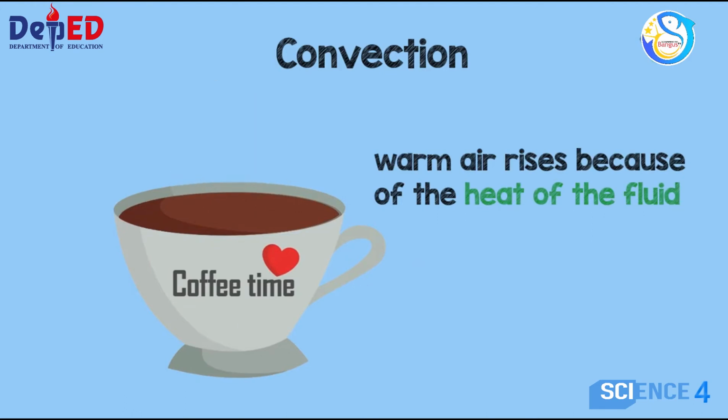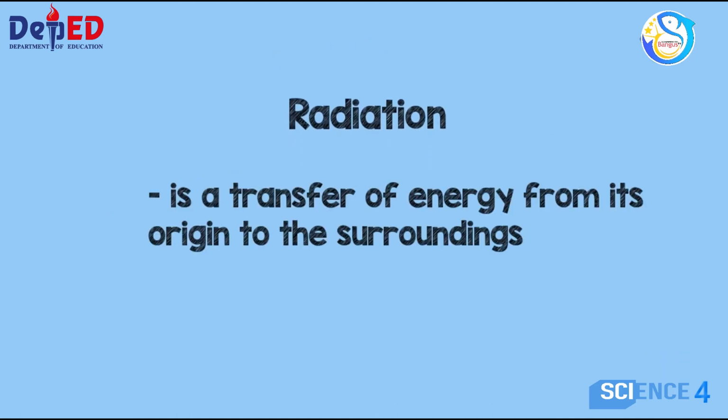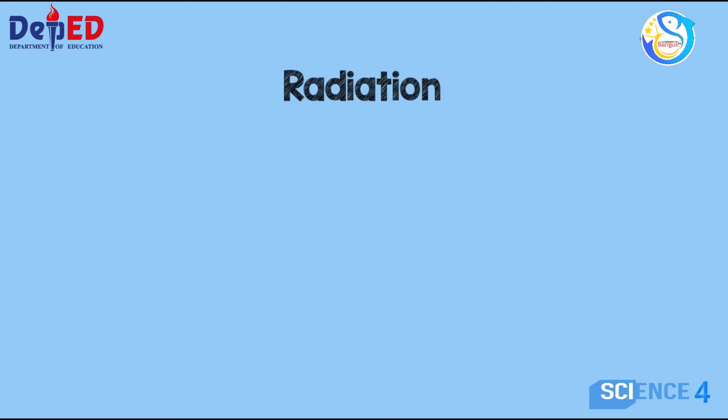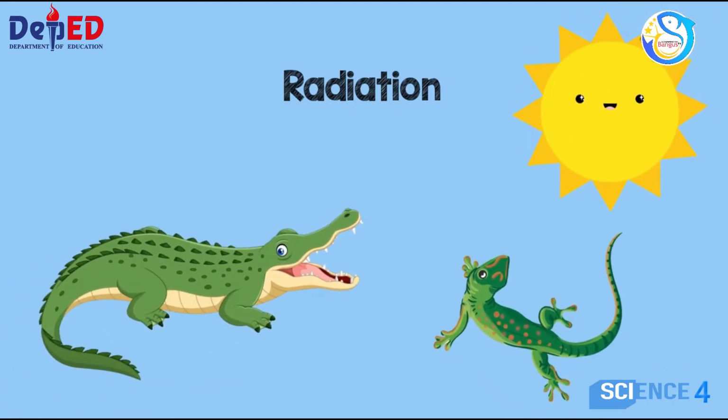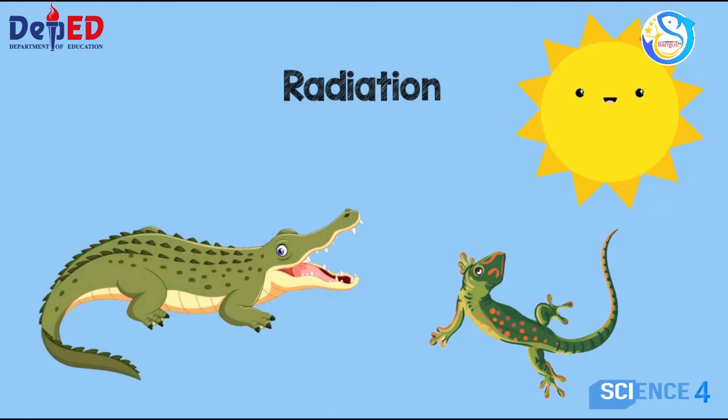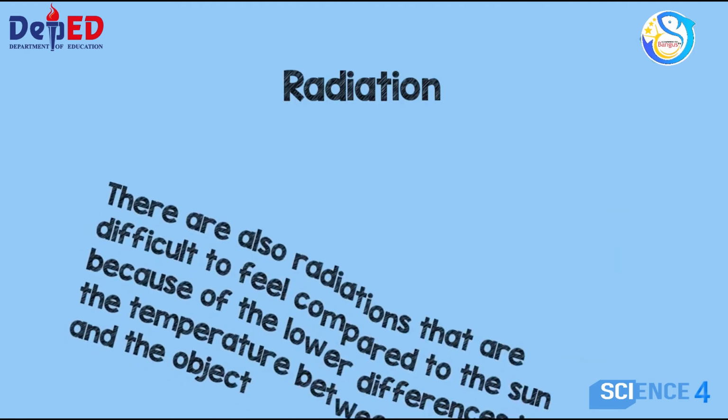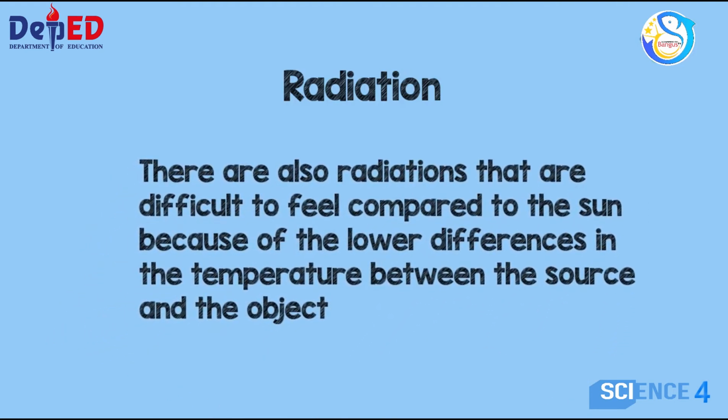The last form of energy transfer is radiation. Radiation is the transfer of energy from its origin to the surroundings. The most common example of radiation can be felt every day. It is the sunlight. Like the alligators and the lizards, they use the radiation from the sun to warm their bodies. There are also radiations that are difficult to feel compared to the sun because of the lower difference in the temperature between the source and the object.